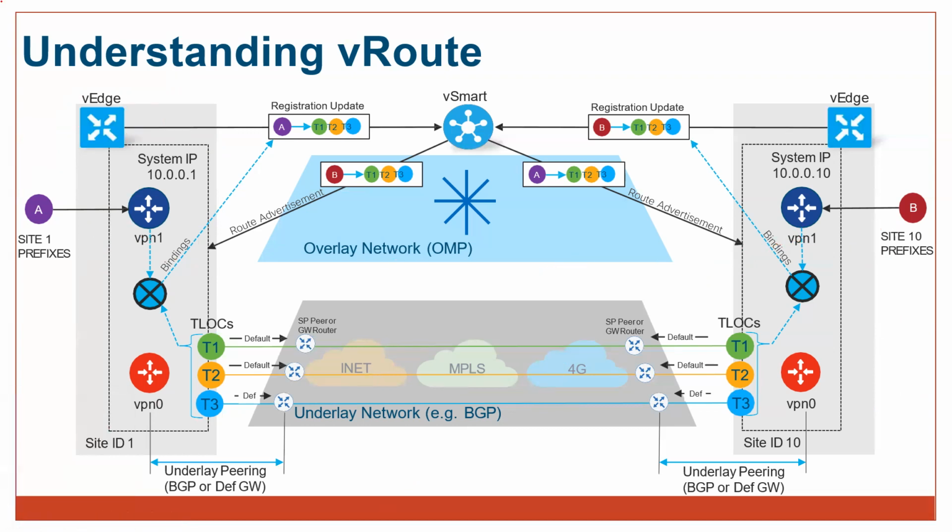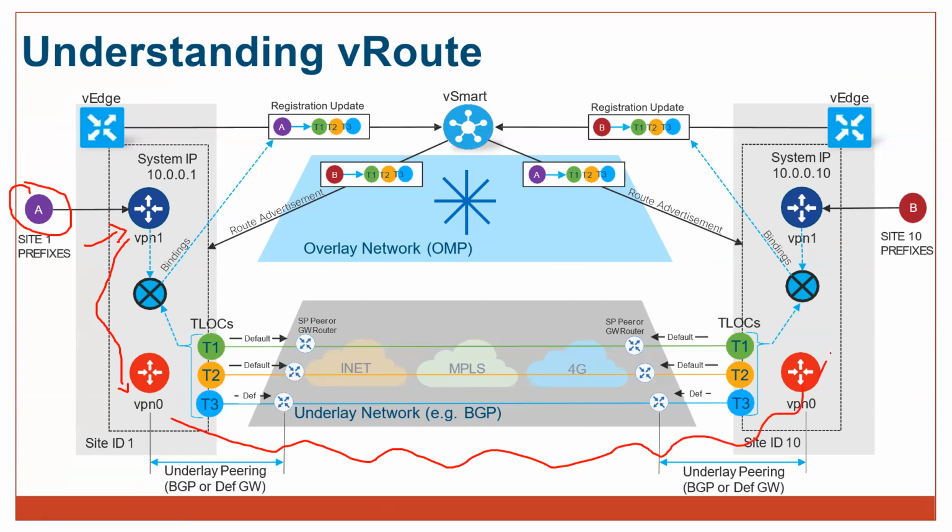It's easy, right? So how will this prefix A, which is part of VPN 1, go first of all to VPN 0, and then from VPN 0 reach the other side VPN 0, and from that VPN 0 reach VPN 1, and from that VPN 1 go to prefix B? How will this reachability happen?